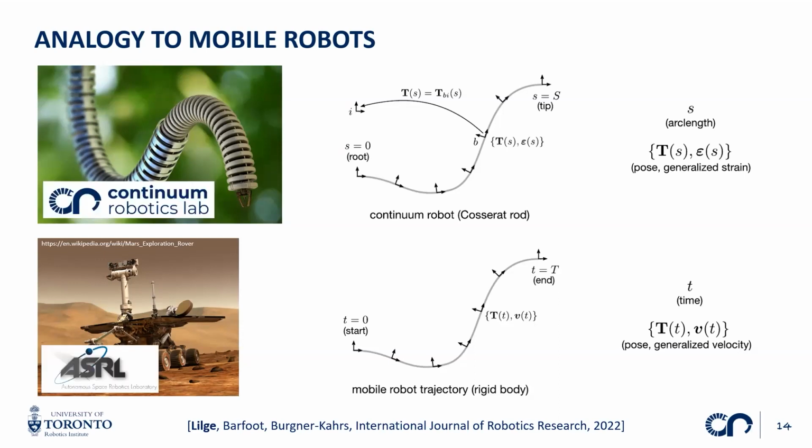So this work was a collaboration between our lab, the Continuum Robotics Lab, and the Autonomous Space Robotics Lab. Specifically, we collaborated with Tim Barfoot, who is an expert in state estimation for mobile robots. So in this work, we worked together to try to repurpose some of the state estimation methods that Tim developed for mobile robots to estimate the state and shape of continuum robots. So yeah, just some background. This is how this work came to be.